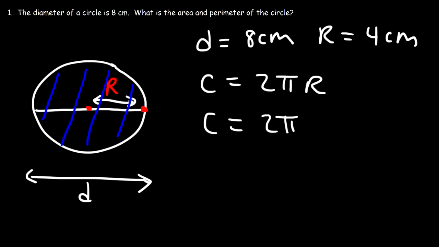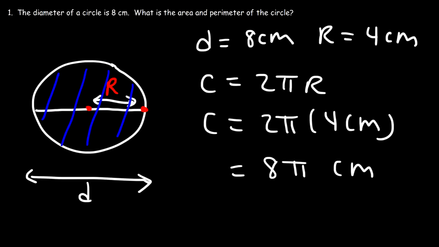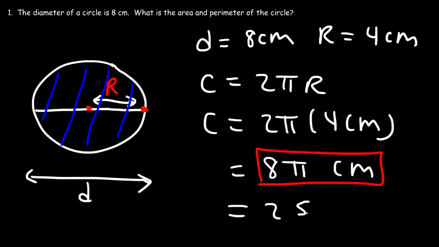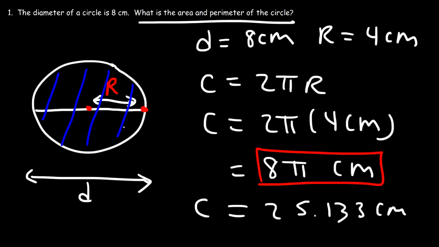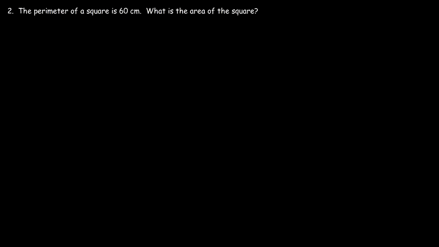So it's going to be 2 pi times 4 centimeters. And so that comes out to be 8 pi centimeters, which if we convert that to a decimal number, that's going to be 25.133 centimeters. And so that's how you could find the area and the perimeter of the circle. The perimeter of the circle is simply called the circumference of the circle.